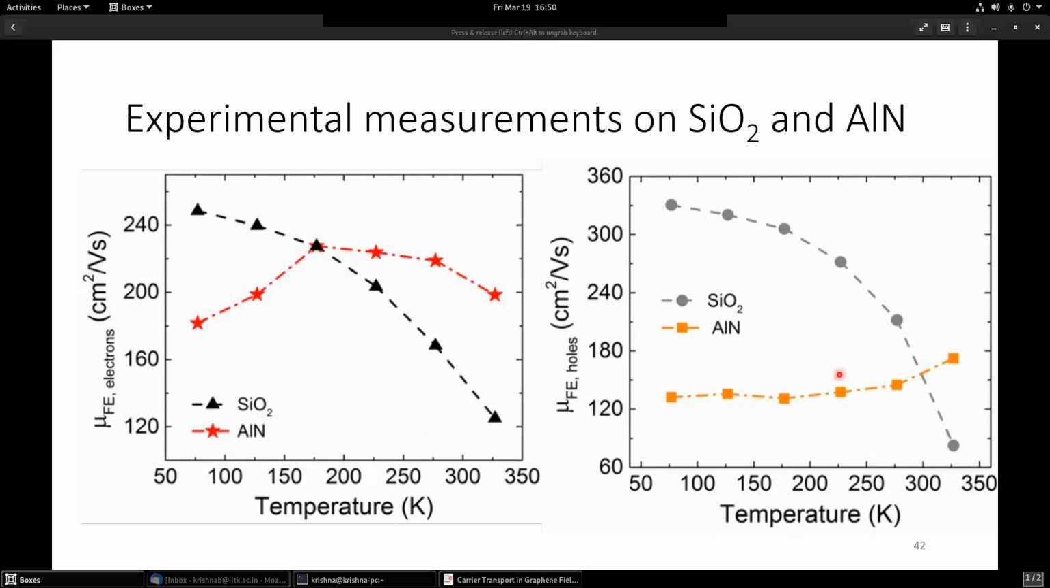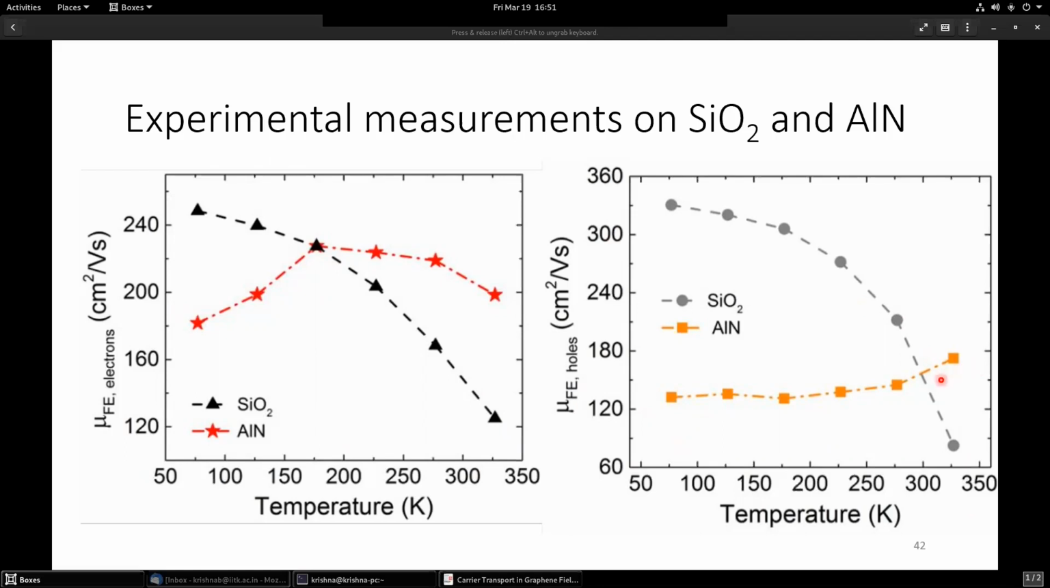So here I compare the hole mobility of graphene between silicon dioxide and aluminum nitride. You can clearly see that the aluminum nitride behaves weirdly in comparison to silicon dioxide, right? The silicon dioxide mobility just increases as you reduce temperature. Electron and hole both behave in the same way. But aluminum nitride has a non-monotonic dependence. As the temperature reduces, the mobility slowly increases initially and then drops drastically. Whereas for holes in aluminum nitride, nothing really happens. It's almost flat. So how do you explain this?